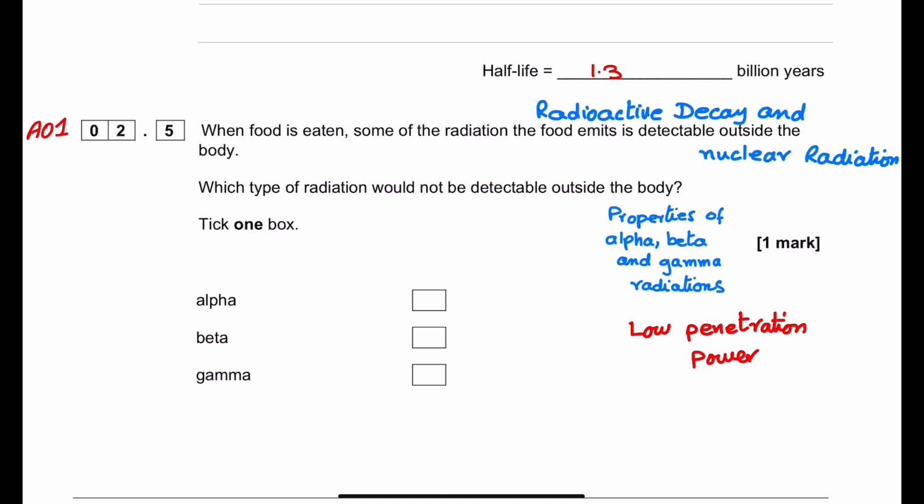So, among these, alpha is the radiation which has low penetrating power. Beta and gamma can be detected outside the body. The radiation which is not detectable outside the body is alpha radiation.